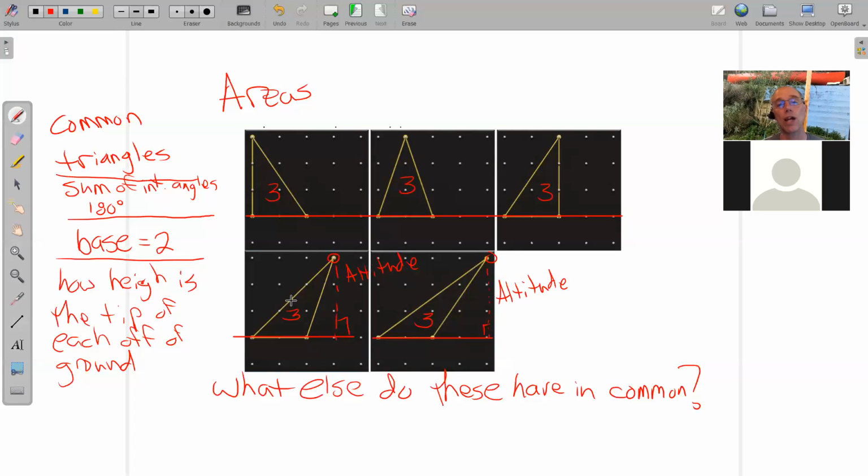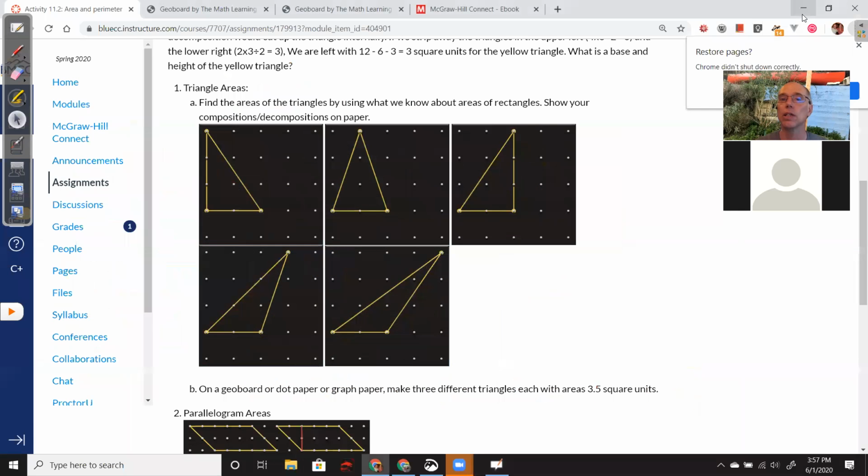So the altitude of every one of these triangles is 3. And the base of every one of these triangles is 2. And the area of every one of these triangles is 3. So it turns out that area formula for right triangles, it doesn't matter if the triangle's right, as long as you can identify a base and a height perpendicular to it. Okay, so I'm just going to isolate one of these triangles to verify this.